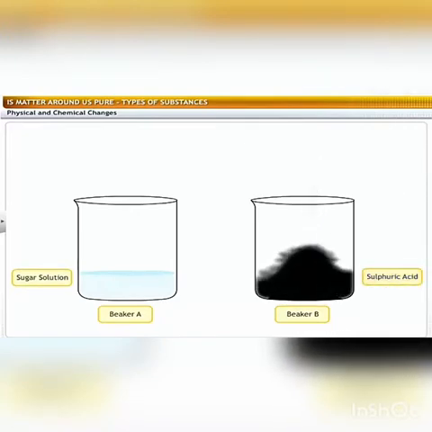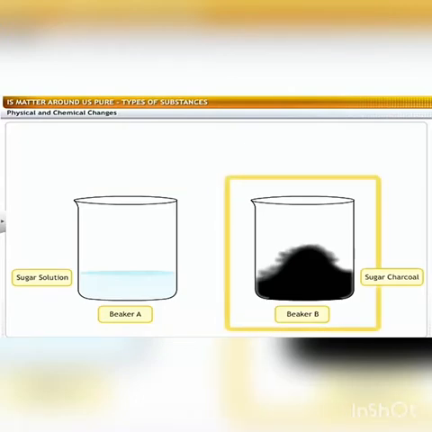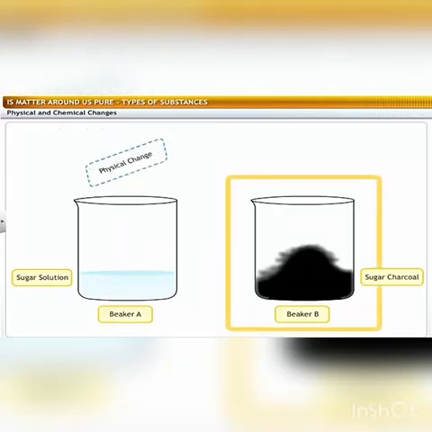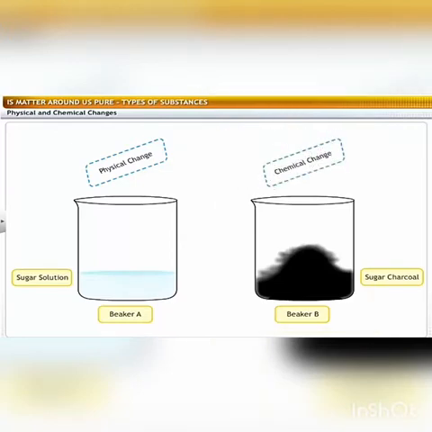Now, observe what happens in beaker A. The sugar gets dissolved in water. In beaker B, sugar reacts with sulfuric acid and black sugar charcoal is formed. From this, we can say that the change that has taken place in beaker A is a physical change, whereas the change that has taken place in beaker B is a chemical change.